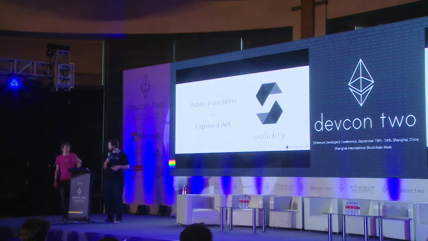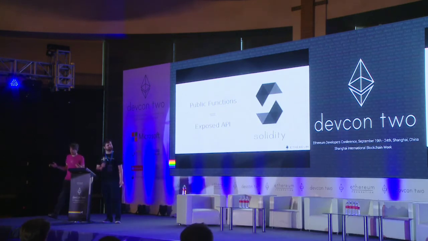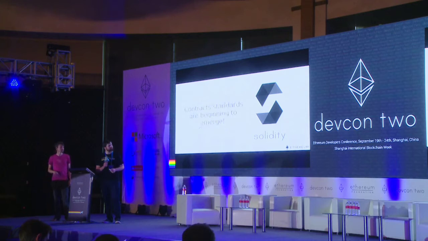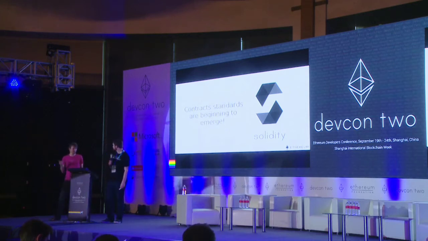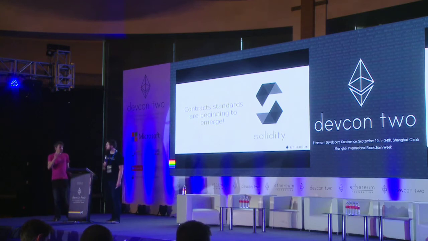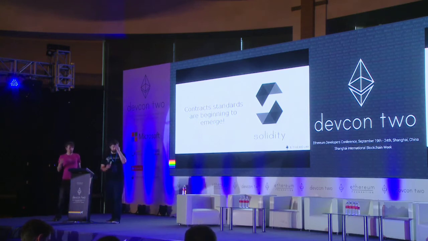Cool. Your public functions are the API that you expose to the world. You can think of these as your API endpoints. They're the things that you allow outside actors to interact with your contract with. One of the interesting things happening right now is that some standards are beginning to emerge for how we write contracts. You can think of these like HTTP web standards.